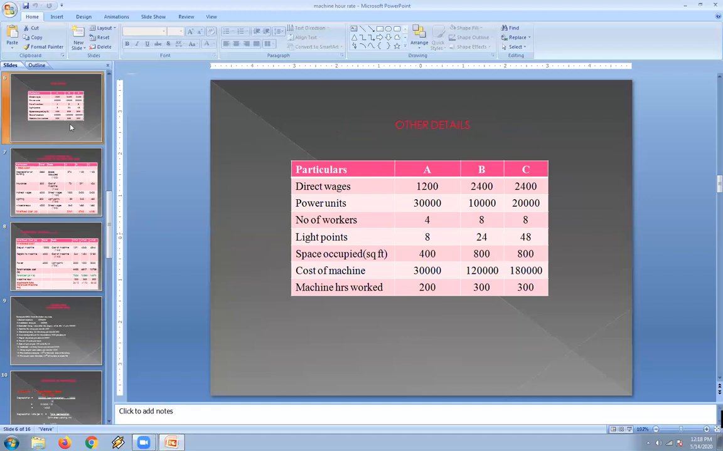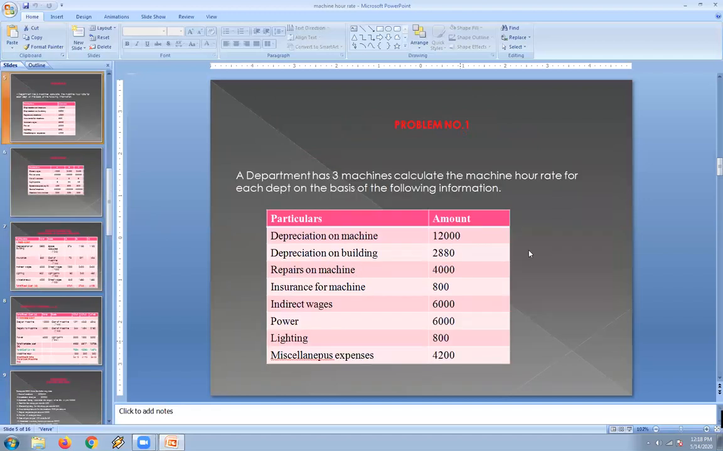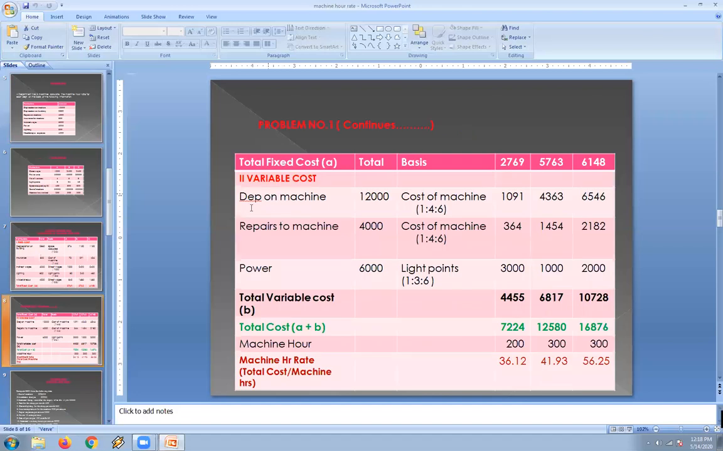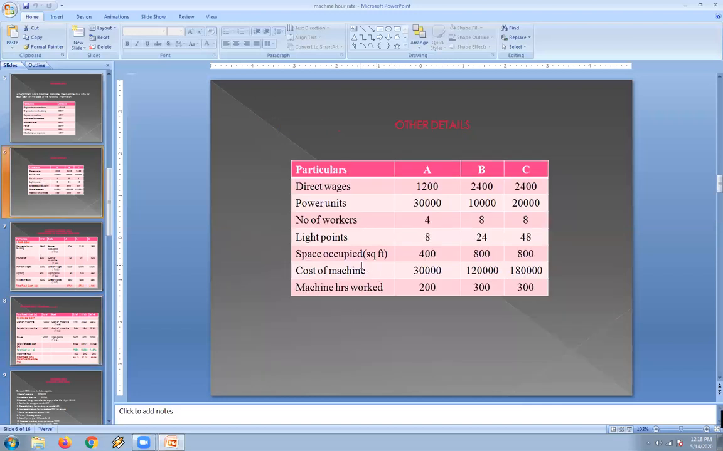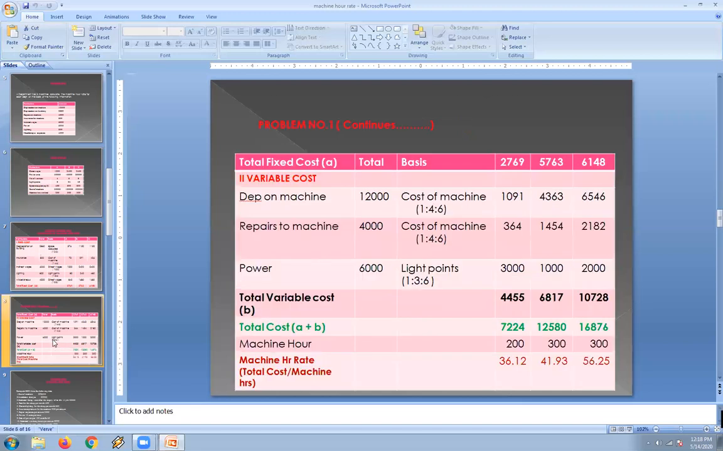Depreciation on machine is 12,000. As it is a variable cost, it has to be shown in the variable cost. It has to be allocated on the basis of cost of machine. See the second table, which gives the cost of machine. The ratio has to be calculated here, and the cost of machine ratio is 1:4:6. Now we have allocated depreciation on machine as 1,091 for A, 4,363 for B, and 6,546 for C.